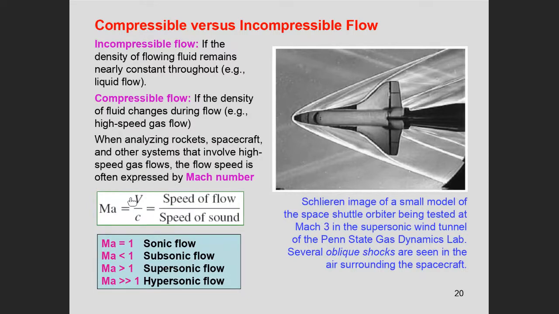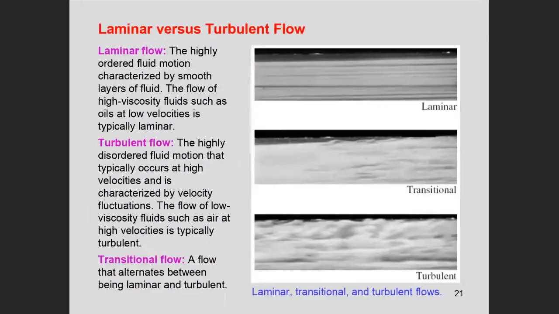Mach number is the velocity of the object divided by the speed of sound in that medium. If you are in water, the speed of sound in water. If you are in air, the speed of sound in air. Then Mach number classifies the flow, whether it is sonic, supersonic, hypersonic, or subsonic. Mach number equal to 1 is sonic, less than 1 subsonic, greater than 1 supersonic, and much greater than 1 hypersonic. So this is compressible and incompressible fluid flows.